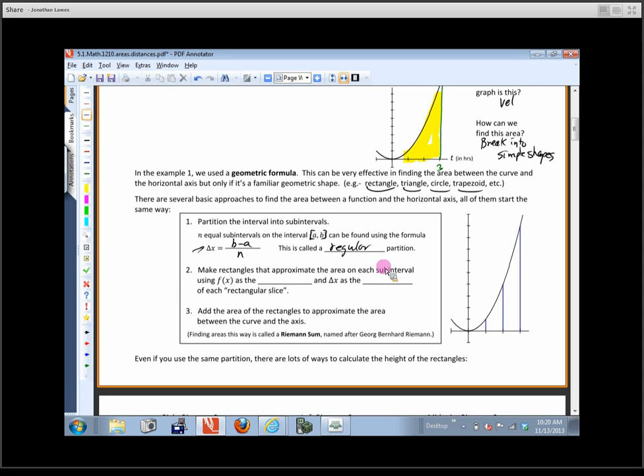So we're going to take this and we're going to break it up. The next thing we're going to do is make rectangles that approximate the area on each subinterval, and we're going to use f of x as the height and delta x as the width of each of these rectangular slices.